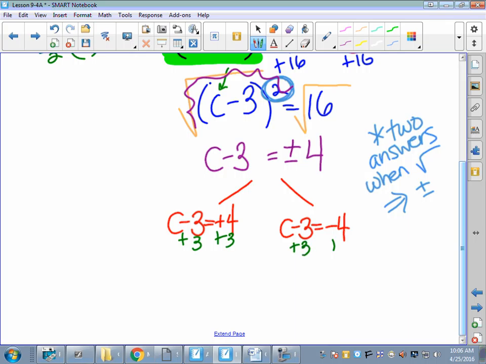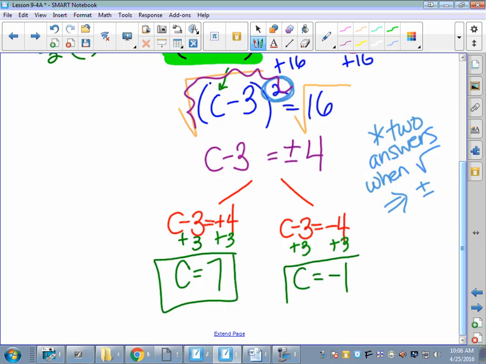So I'm going to add 3 to everything. So for this side, I've got a positive 4 plus 3 is 7. For this side, I've got a negative 4 plus 3 is negative 1. So 2 possible answers. So if I had given you this equation and said solve it by graphing, your parabola would touch the x-axis at 7 and negative 1. Those would be our x-intercepts.